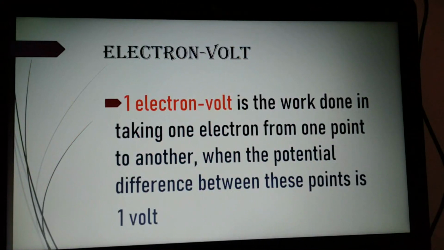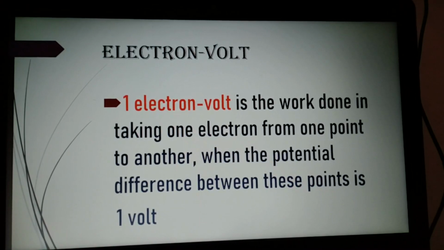So electron volt is a small unit of energy, and 1 electron volt is equal to the work required to move 1 electron between 2 points having 1 volt potential difference, and 1 electron volt is defined as or measured as 1.6 into 10 to the power minus 19 joule of work. See, 1 electron volt is the work done in taking 1 electron from one point to another when the potential difference between these points is 1 volt.